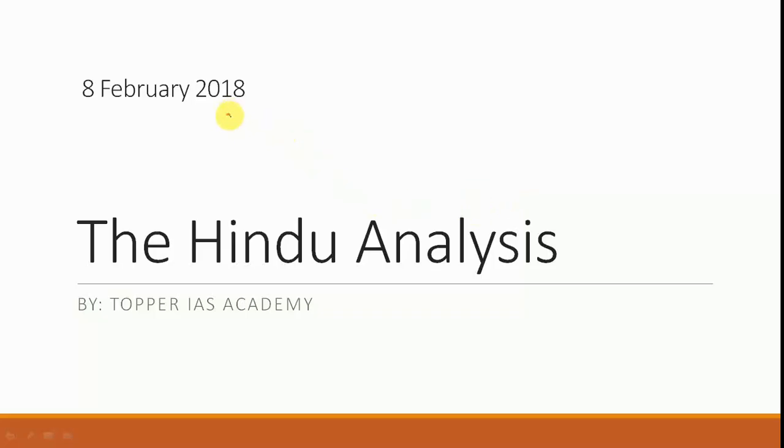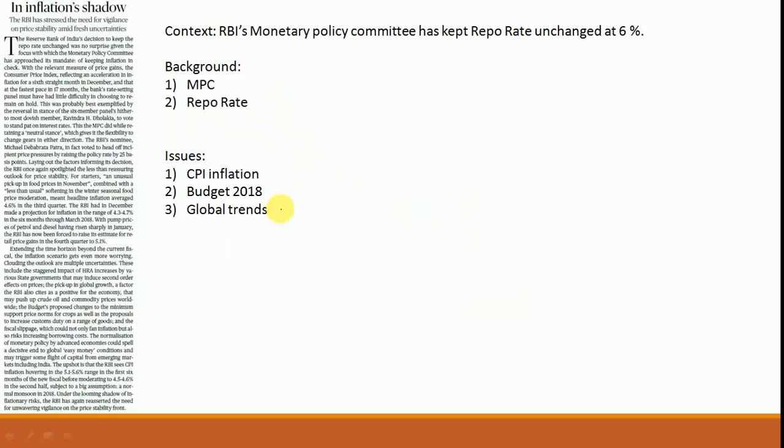Today we shall be discussing the newspaper of the 8th of February 2018. So coming to the first article, in inflation's shadow. Now the context here is that the RBI, through its monetary policy committee, has recently kept the repo rate unchanged at 6%. Before we start the discussion, you need to have some understanding about the monetary policy committee.